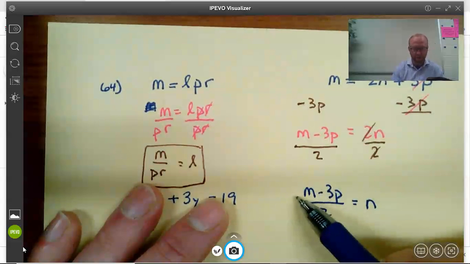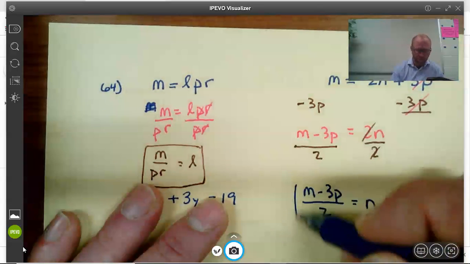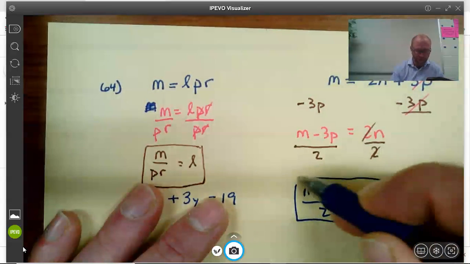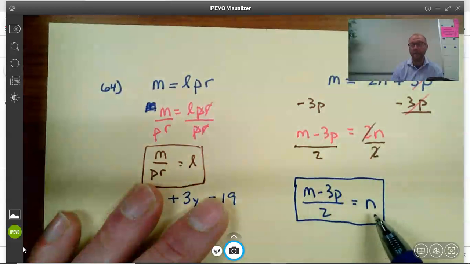So say, for example, if I had coefficients of M and P that were even and they were divisible by 2, I could simplify or reduce that. But I can't here, so we'll just stop at this. So now I can input M and P into this formula, and I'll output an N.